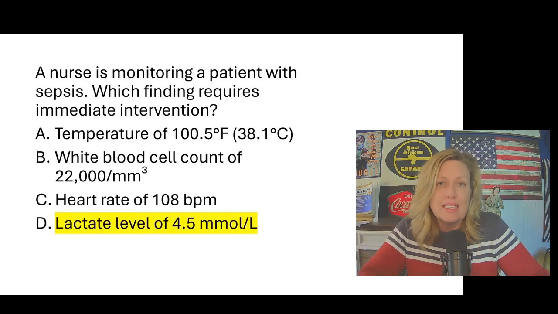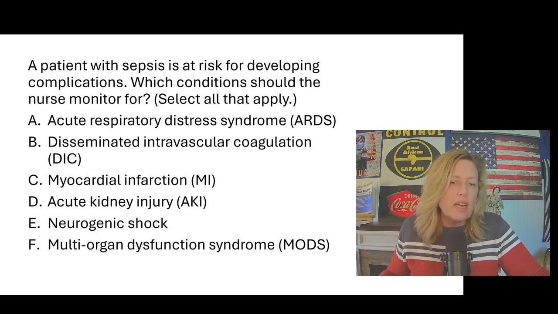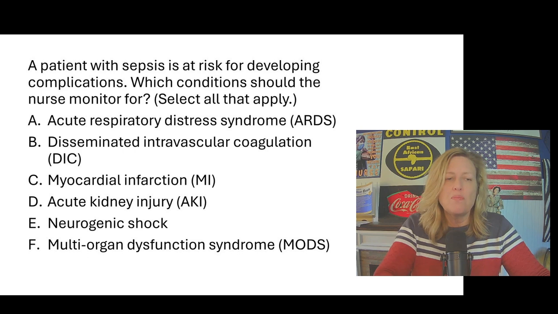That's the only reason that lactate level is going to go up with sepsis, y'all. It's because they're becoming acidotic. That's a big problem. A patient with sepsis is at risk for developing complications. Which conditions should the nurse monitor for? Acute respiratory distress, ARDS, disseminated intravascular coagulation, DIC, myocardial infarction, acute kidney injury, neurogenic shock, or multi-organ dysfunction syndrome.